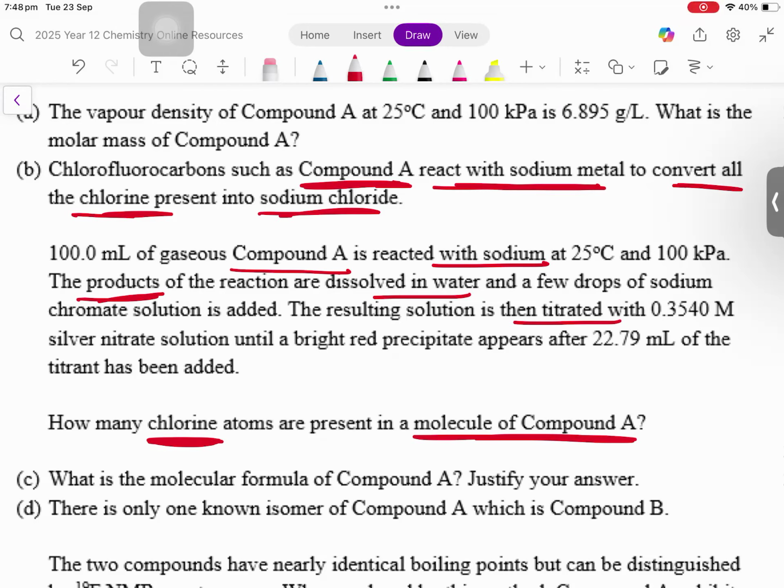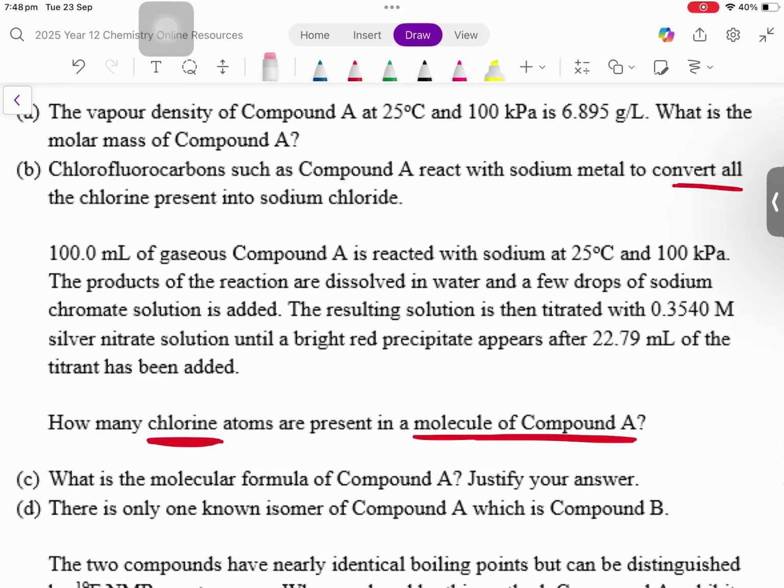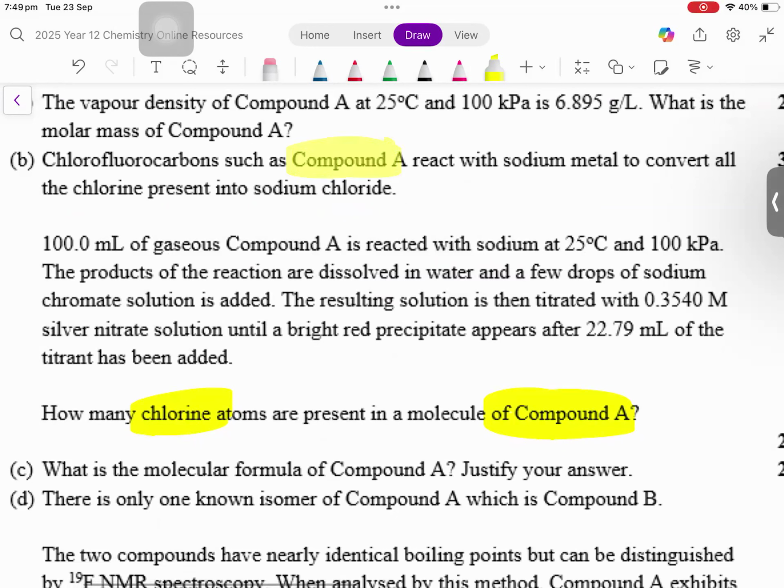Yeah. Now, what they are asking you for is the number of chlorines in compound A. So guys, if they're asking you for chlorines in compound A and they give you titration data to do that, and compound A doesn't show up in the titration, it has to relate to the chlorine somehow. Yeah, otherwise there's too many disconnects. Okay, so compound A reacts with sodium. All of the chlorine, guys, all of the chlorine present gets converted into sodium chloride. Okay, that's the product of the reaction.